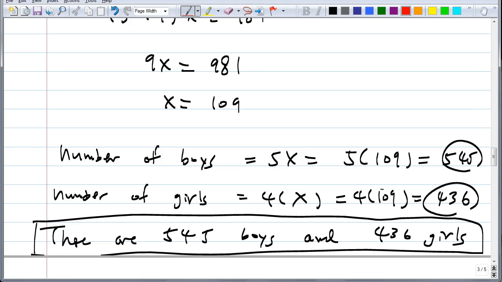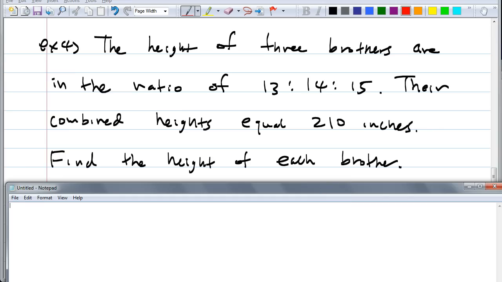We good? Can you do something like this for your homework tonight? Yes. Let me give you one more, and this time I'm going to have you do it by yourself. I'm sure you could do this. This time, not only are we comparing 2 numbers, we're comparing 3 numbers. The heights of 3 brothers are in the ratio of 13 to 14 to 15. Their combined heights equal 210 inches. Find the height of each brother.